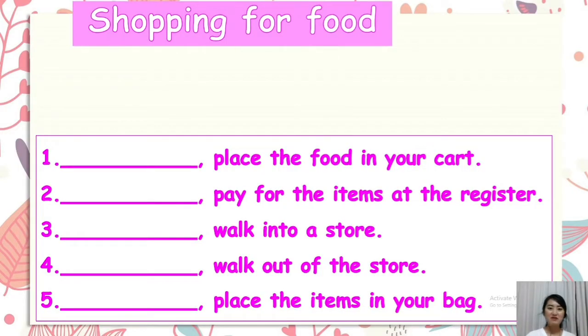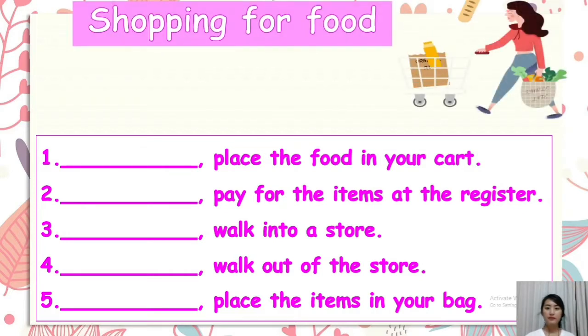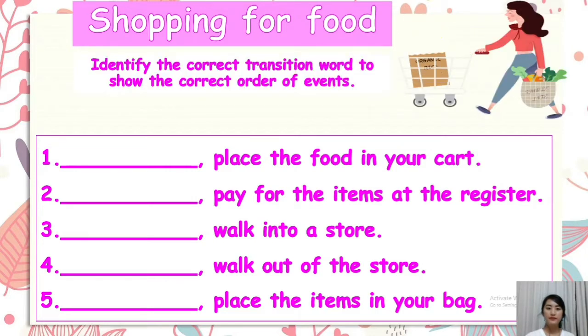Now let's have a practice activity. Shopping for food. Now, what are the steps that you're going to do when you go shopping for food? Instruction. Everybody, let us read. Identify the correct transition word to show the correct order of events. Using transition words. So what are they?